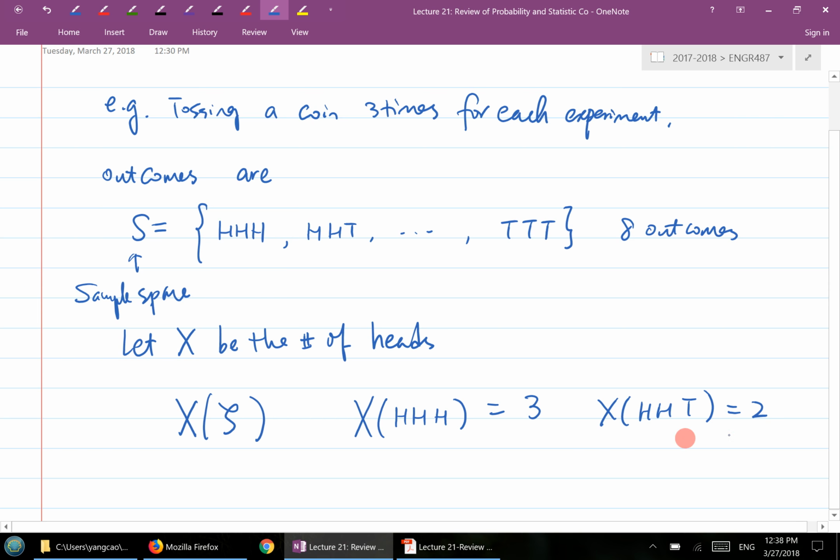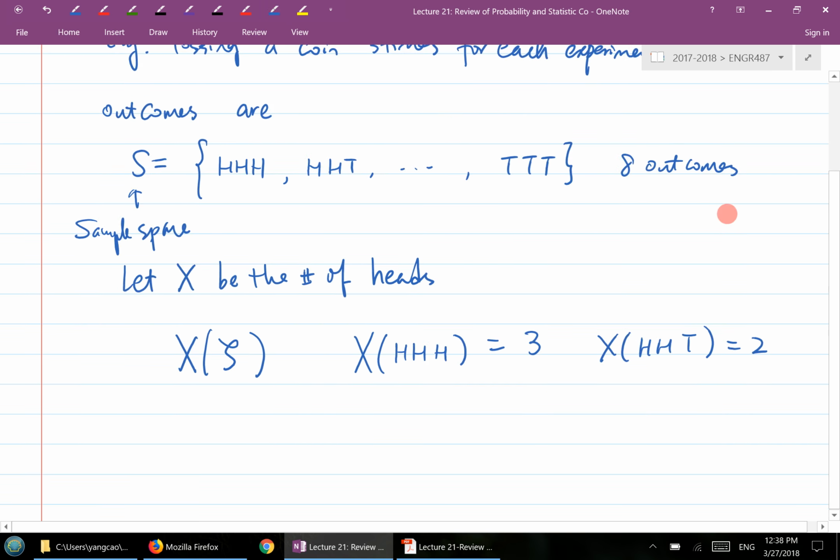If you have HHT, then you get a 2 here. Now probability basically means, for example, what is the probability for this random variable to be 2, based on this experiment? How do I do that? I look at all the possible outcomes, and the probability for X to be exactly 2.